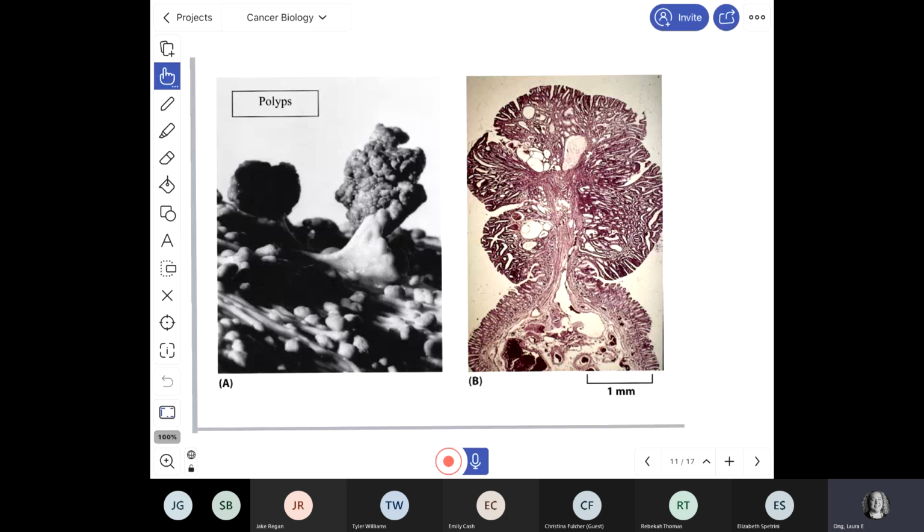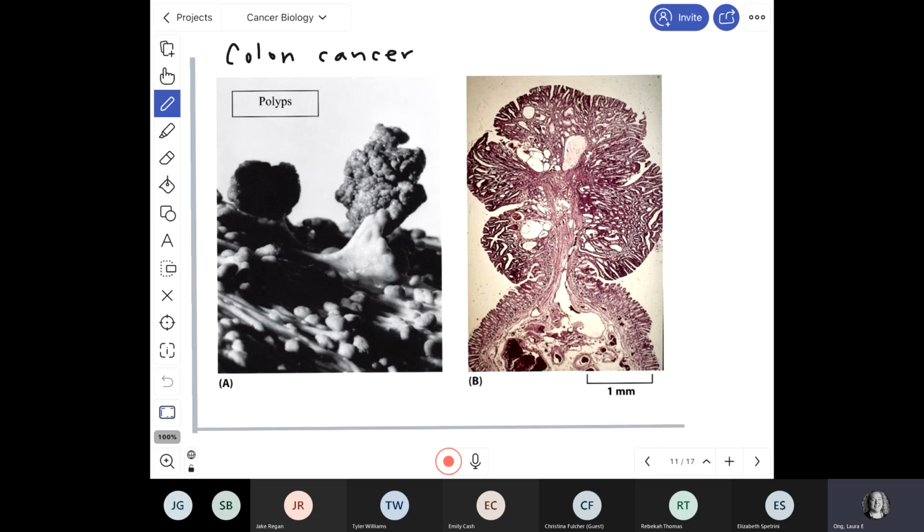I want to step back now. I've been talking about a lot of molecular detail with proto-oncogenes and tumor suppressors, but I'm going to zoom out and return to thinking about cancer in a general sense, and not just any cancer, but colon cancer.